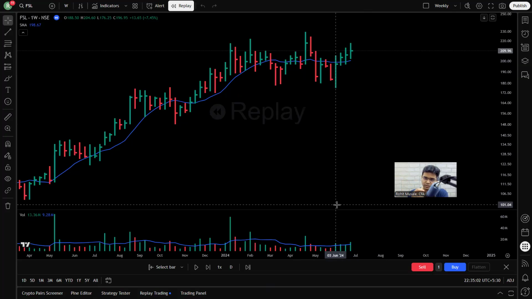Red bar means down closing. If you have down closing on low volume, that means institutions are not selling. If institutions were selling, then it would have been a high volume red color bar. It would have been a high volume down closing week. So this gives us some level of assurance that institutions are not dumping the stock.